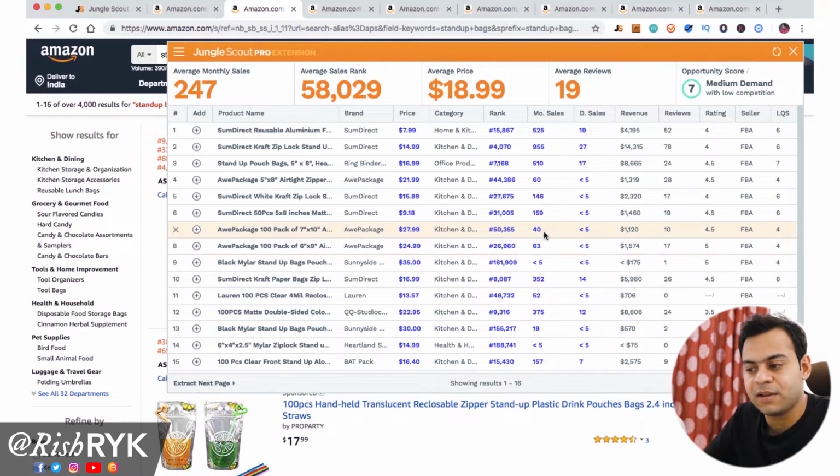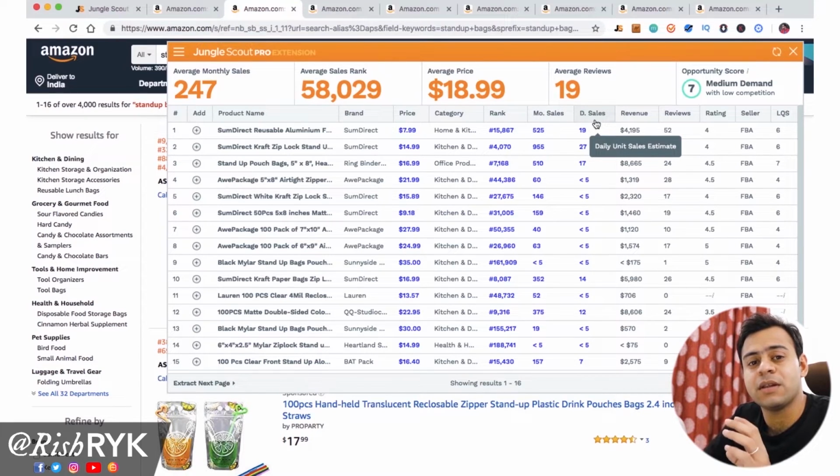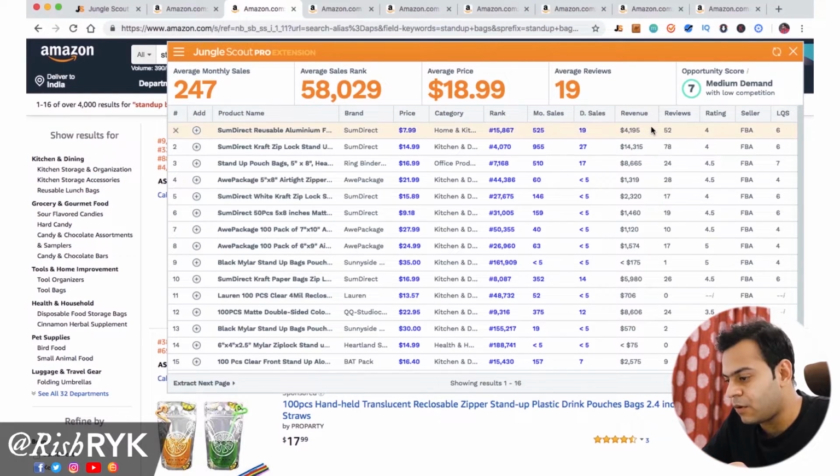All of the data that you see, except the rank, the price, the product name, and the brand name, like for example the LQS, the revenue, the monthly sales, all of these are estimates. But the daily sales is something that fluctuates a lot, and that is why I would not really go by the number in that particular column. So just ignore that. Alright, the revenue doesn't seem to be that great.